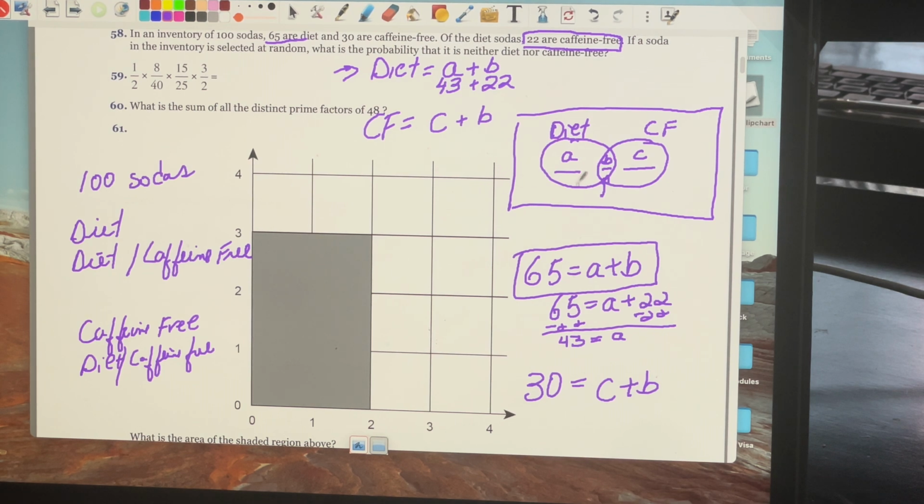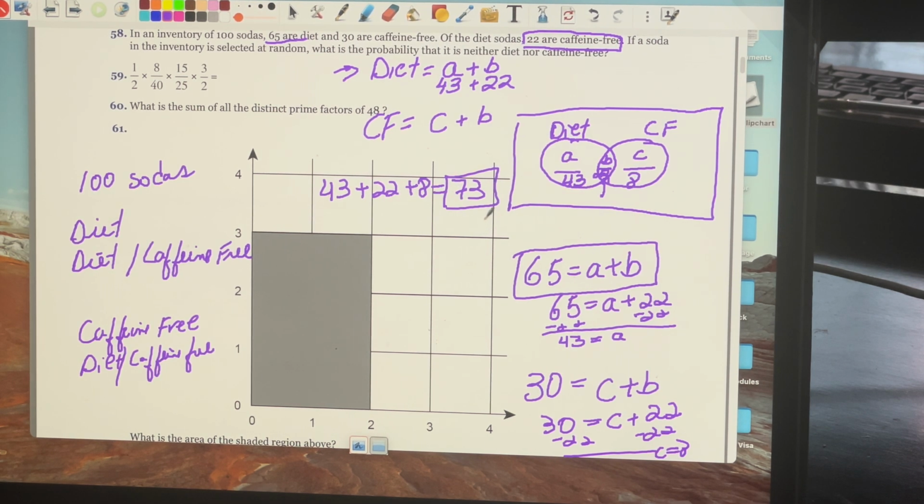So now I can come back here and I can put some numbers in here. So I have 43 sodas here. I have 22 sodas here. And can I find C? Well, C says that there should be 30 bottles of soda in the caffeine circle. Well, the caffeine circle is made up of B plus C, but I already know what B is. B is 22. So can you find out how much C is worth? Well, 30 minus 22, and C equals 8. So now I have 43 plus 22 in the middle, plus 8. If you add that up, there's 73.